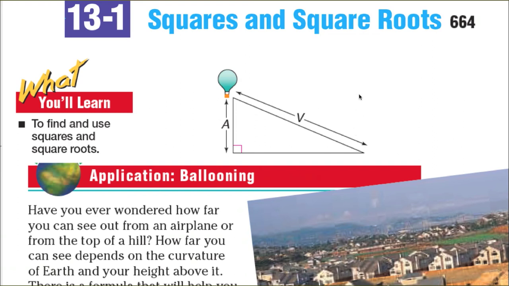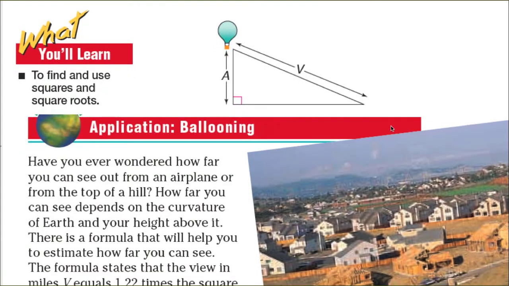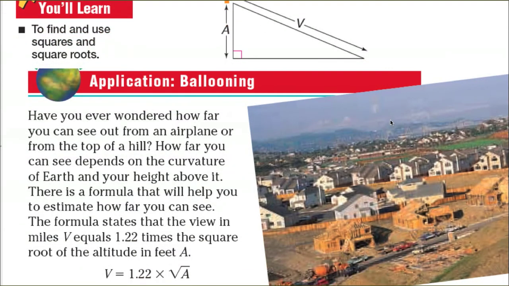Squares and square roots. Our objective for this lesson is to find and use squares and square roots. Have you ever wondered how far you can see out from an airplane, or from the top of a hill? How far you can see depends on the curvature of the earth and your height above it.